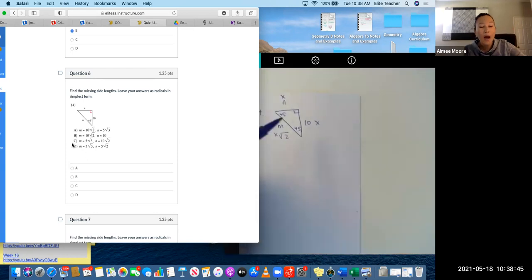And now we're going to pay attention to what they gave us. This side is just side N. They didn't give us any information. This side is just M. They didn't give us any information. The only side they gave us was this side, which is 10.